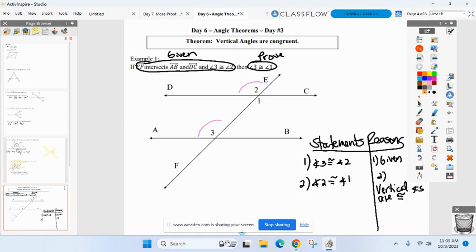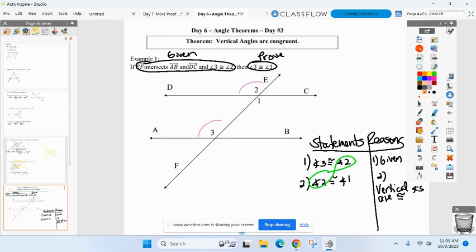I still need 3 and 1 though, right? I still need angle 3 congruent to angle 1. So I need somehow to connect these 2 here. And this is something I showed you on day 1. If 3 is congruent to 2 and 2 is congruent to 1, hey. Ooh, my eyes light up. I see a little repetition of angle 2.